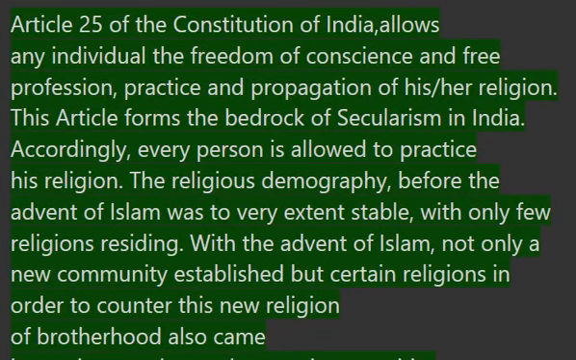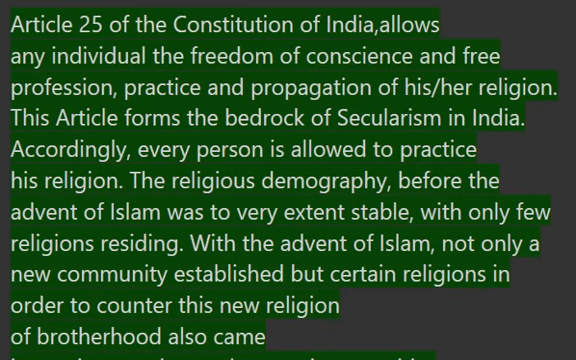Article 25 of the Constitution of India allows any individual the freedom of conscience and free profession, practice and propagation of his or her religion. This article forms the bedrock of secularism in India. Accordingly, every person is allowed to practice his religion.